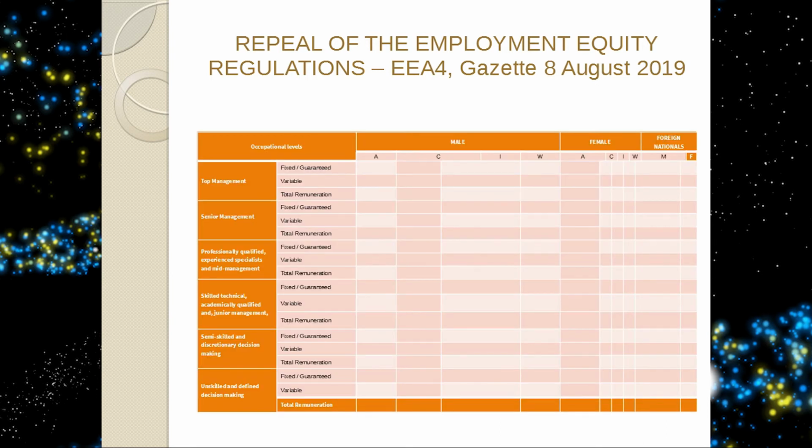On this slide, you will see there you have your African, colored, Indian, white males and females and foreign nationals. Top management, you must give the one African male with the highest fixed and variable and total remuneration. Should you employ 10 African males in top management, quite a big burden, especially for your payroll and your HR managers, please, you will need to go from highest to lowest on African males. You employ 10 African males in top management, submit the one African male with the highest fixed and variable remuneration.